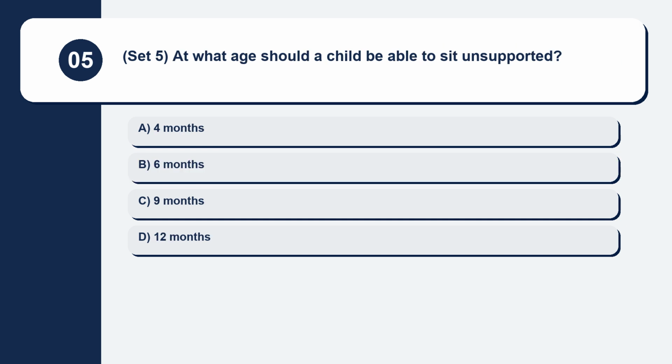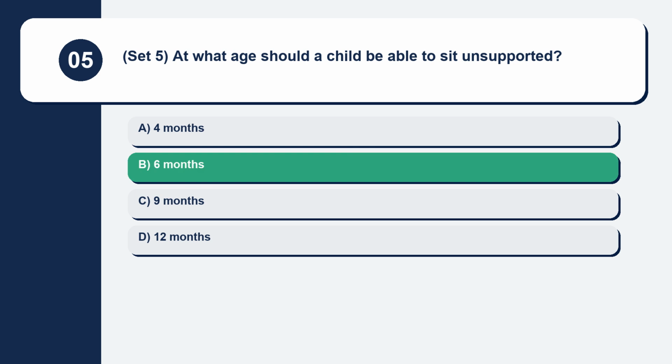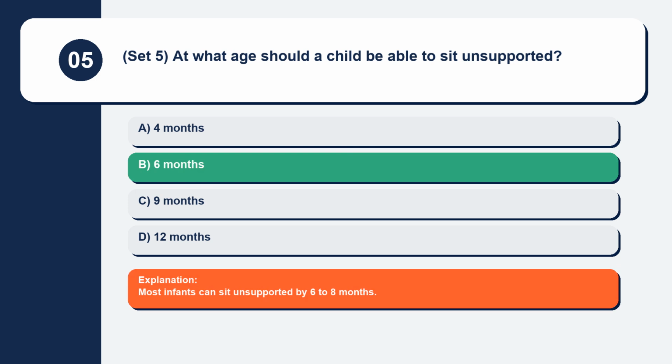Question 5. Set 5. At what age should a child be able to sit unsupported? 4 months, 6 months, 9 months, 12 months. Most infants can sit unsupported by 6 to 8 months.